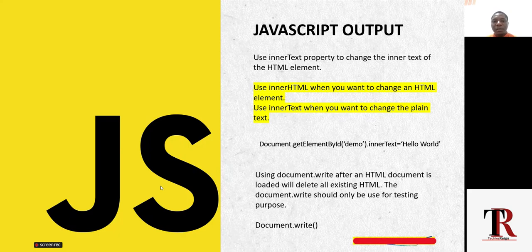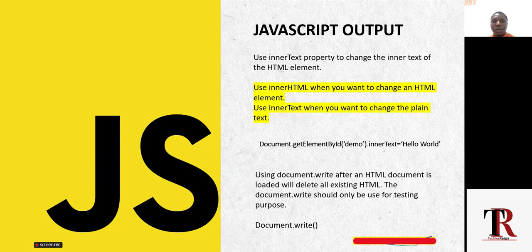Today, let's take a look at a continuation of the lessons that we started. JavaScript output. We've talked about innerHTML and innerText. We've talked about document.write. I want us to see another thing today, all under the same JavaScript output.